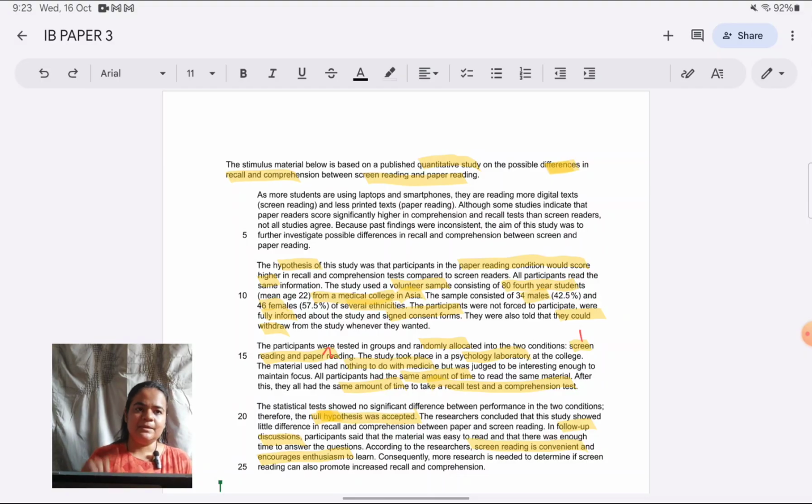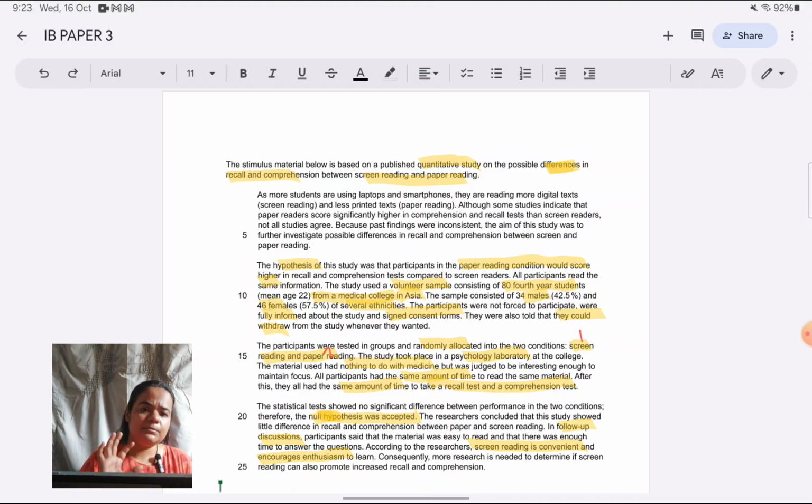So, to summarize the whole paragraph, in my words, what I have understood is they've compared two conditions, screen reading and paper reading, for two dependent variables, two behaviors they were interested in, recall and comprehension. They were expecting to find that paper reading would be more meritorious and to finally answer past studies which have been inconclusive. But that is not what they were able to find.